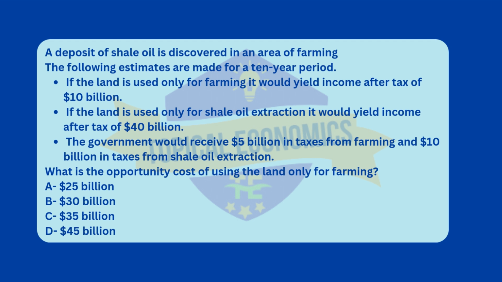A deposit of shale oil is discovered in an area of farming. The following estimates are made for a 10-year period. If the land is used only for farming, it would yield income after tax of $10 billion. If the land is used only for shale oil extraction, it would yield income after tax of $40 billion. The government would receive $5 billion in taxes from farming and $10 billion in taxes from shale oil extraction. What is the opportunity cost of using the land only for farming?